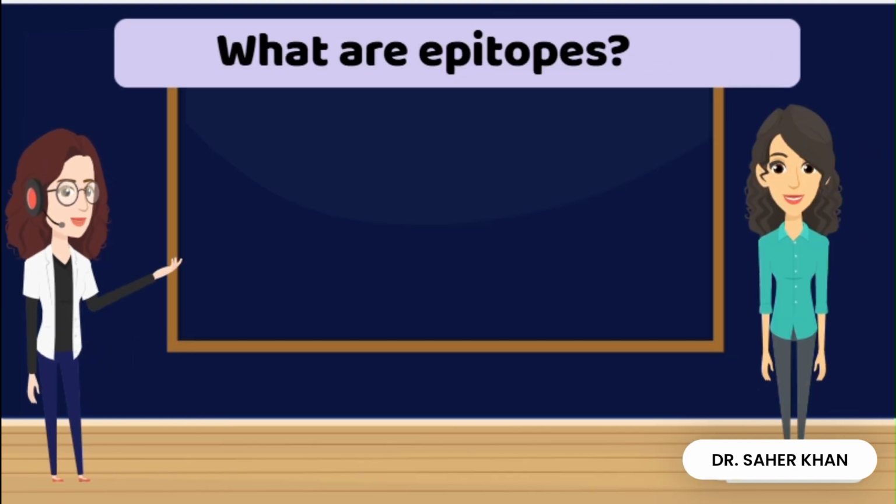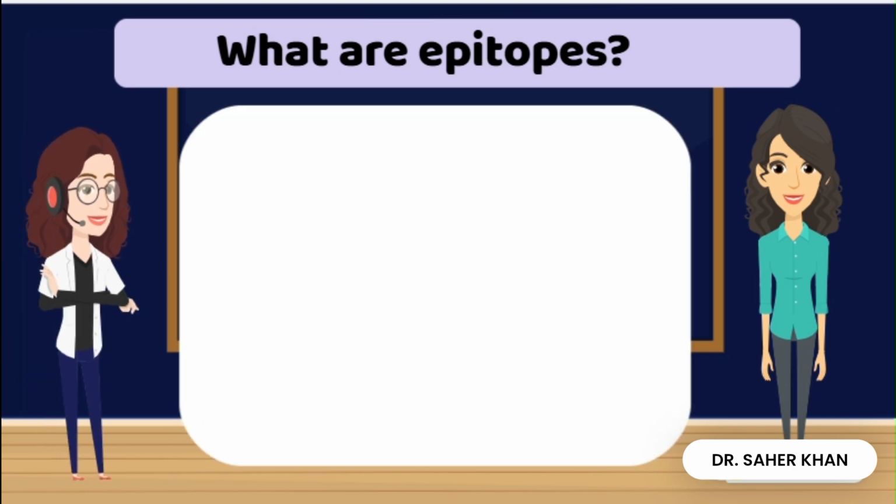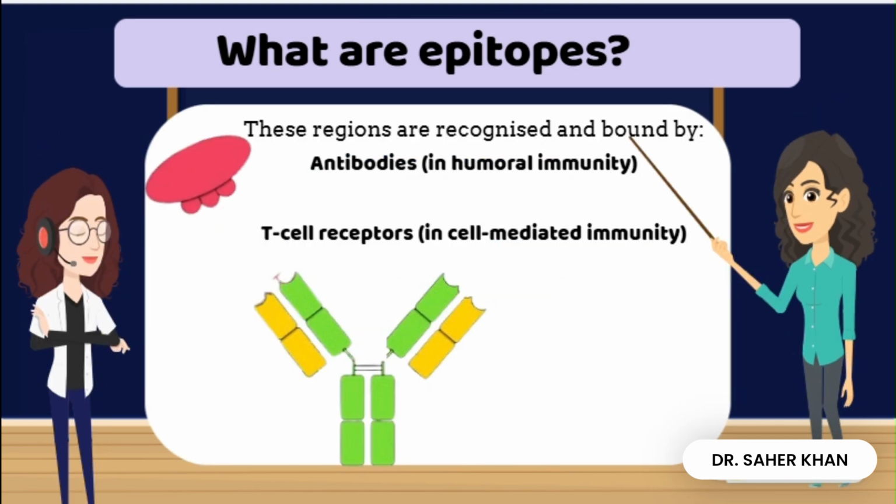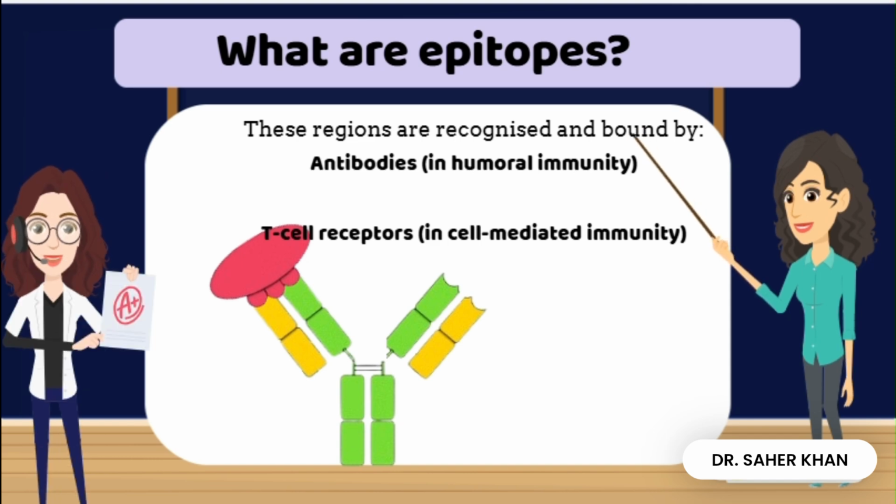Can you tell me what are epitopes? Epitopes are also called antigenic determinants, and these are small specific regions present on an antigen. These regions bind to the immune components such as antibodies and T cell receptors and trigger an immune response. Proud of you.